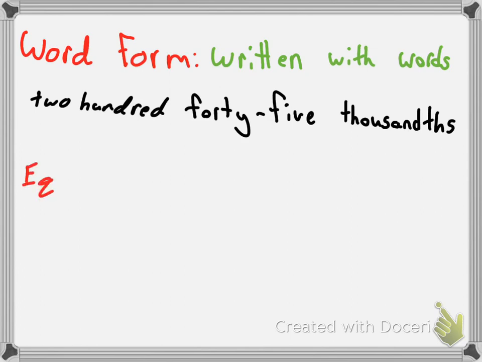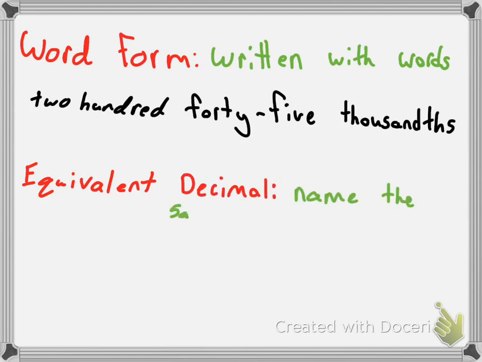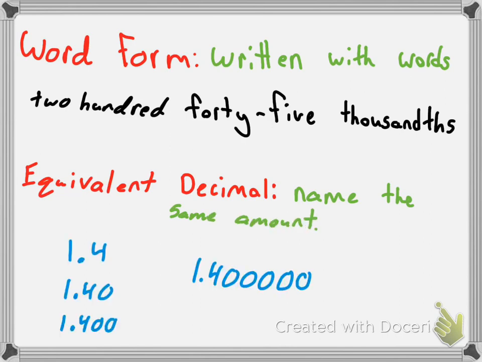And your last vocab word is equivalent decimals. Okay, equivalent decimals just name the same amount. So, an example is 1 and 4/10ths, 1 and 40 hundredths, 1 and 400 thousandths. All I'm doing is adding zeros. You can see on that last example, I've added 5 zeros behind the 4. It's worth the same amount. Remember, you can add as many zeros as you want behind a decimal, and it will not change the value. So 1.4, 1.40, 1.400000000000, as much as you want.